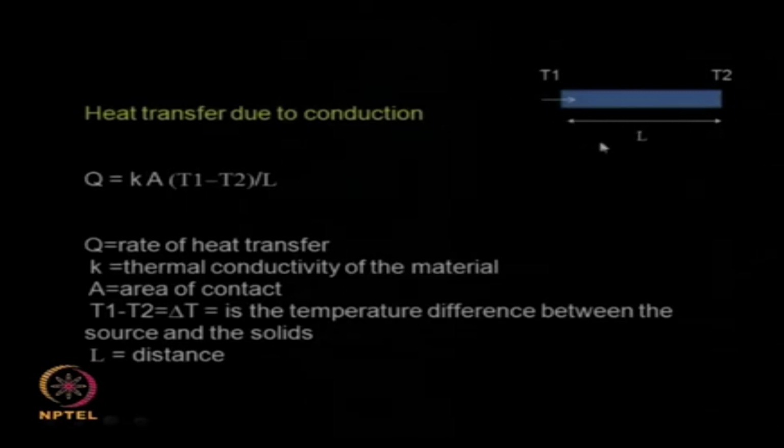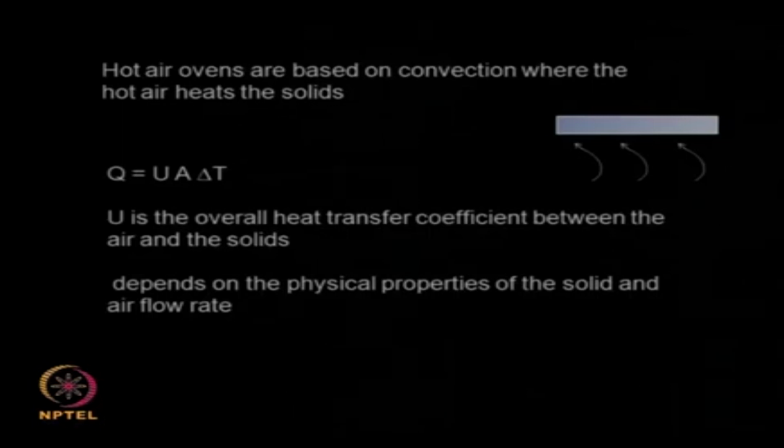If the length is L, okay, then we can say Q, the rate of heat transfer, equals K A (T1 minus T2) divided by L. K is the thermal conductivity of the material, A is the area, and T1 minus T2 is the driving force in temperature. This is a very simple equation which we have seen a long time back. So the rate of heat transfer is a function of the thermal conductivity of the material, the cross sectional area of the material, and the driving force with respect to temperature, and it is inversely proportional to the distance between these two places. Okay. Now let us look at heat transfer due to convection.